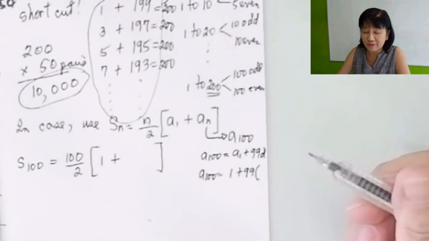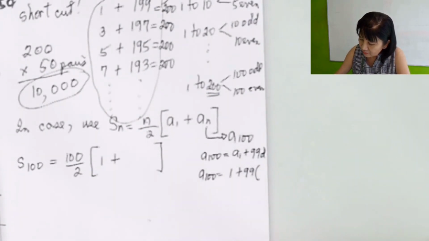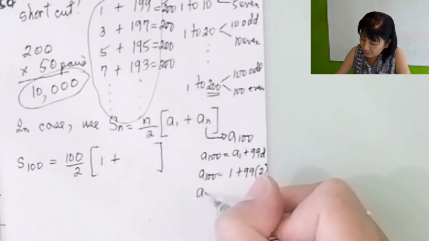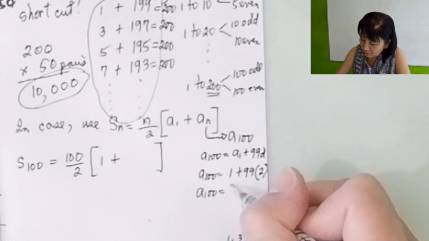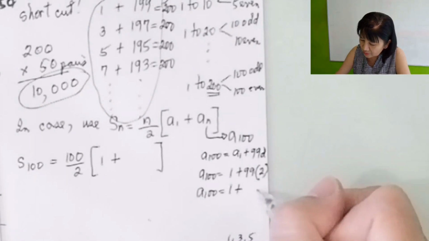D is the common difference. If you had odd numbers, you have like 1, 3, 5. What's the common difference here? It's 2. There. So you have a sub 100 to be 1 plus 99 times 2.